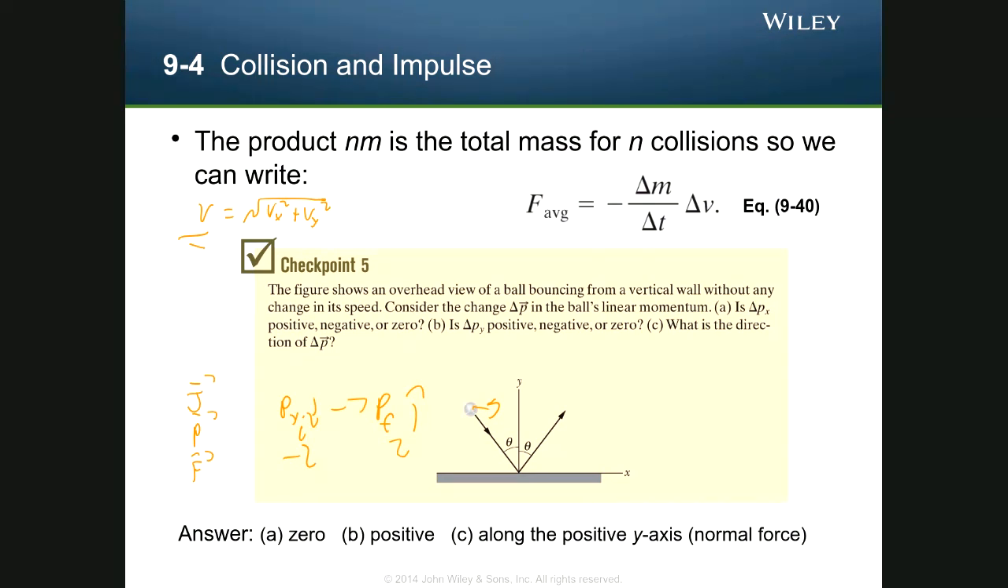Now it asks, what is the direction of delta p? All right. So delta p, if we look at p final minus p initial, we're going to notice that there's 0 change in the x direction and a positive change in the y direction. So delta p we know will be equal to delta py in the j hat direction, right? That's it. And we already know that's positive, so we know that we are going to change along the positive y-axis. All right?